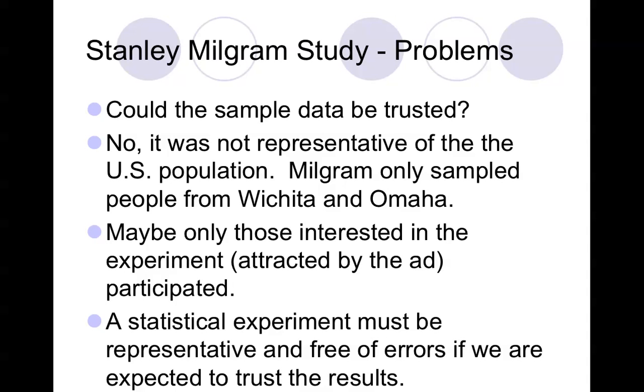If you're conducting a statistical experiment, it's got to be very representative of the population, and it should be free of errors if people are expected to trust the results of the experiment. So that is one of the lessons we could learn by looking at Stanley Milgram's study. While it's become very popular as a Kevin Bacon game, there are issues with the study, and it's not entirely accurate.